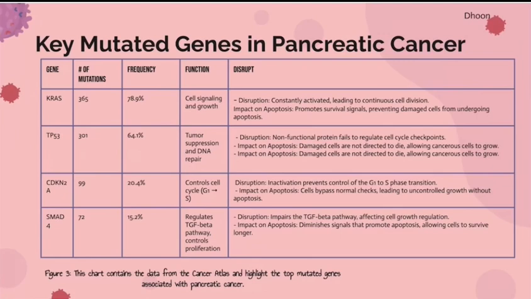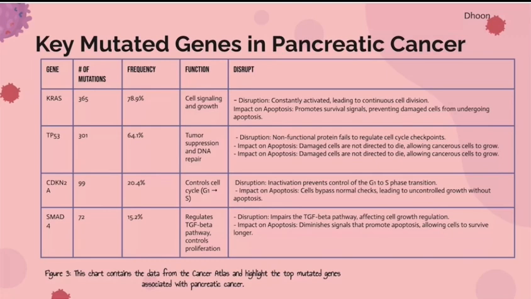TP53 is crucial for tumor suppression and DNA repair. A disruption in this gene results in a non-functional protein that fails to regulate cell cycle checkpoints. This failure has a dire impact on apoptosis, as the damaged cells are not directed to die, allowing cancer cells to proliferate uncontrollably.